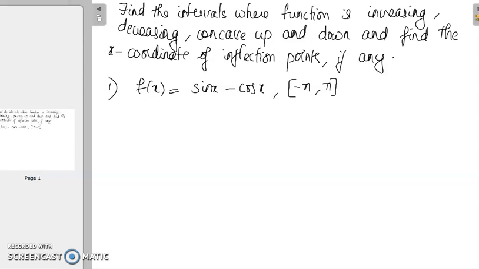Hello, so in today's class we will look at a few more problems on finding the interval where the given function is increasing, decreasing, concave up and concave down, and we'll check whether the function has any inflection points or not. So here you are given a trigonometric function f of x equal to sin x minus cos x, and the function is defined over the interval minus pi to pi.